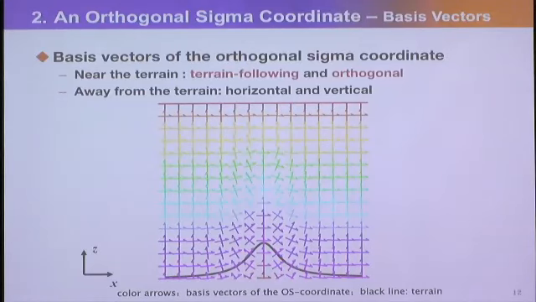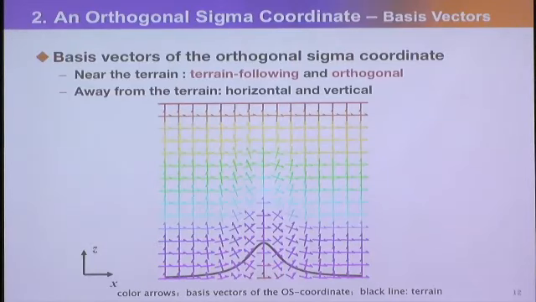Black line is the terrain, and the color arrows are the basis vectors of our orthogonal sigma coordinate. We can see that near the terrain, all the vectors are terrain following, and in all the domain, they are orthogonal. Here we got the orthogonal basis vectors. So the first part is done.